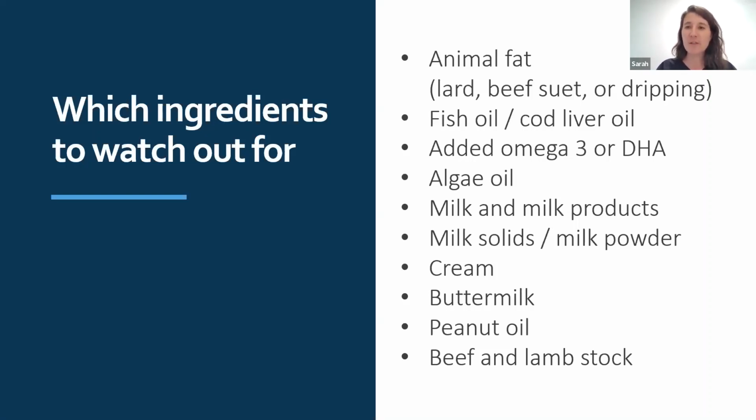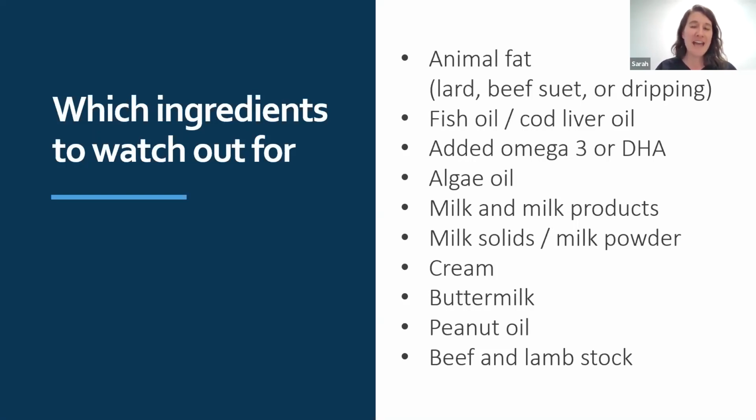So animal fats, we talk about beef, lamb, those types of foods that are very high in phytanic acid. And the fat particularly would contain all the phytanic acid. So looking out for words like lard or beef suet or dripping, for example, are examples of foods that you would want to avoid if they came up on a food label. Fish oils or cod liver oil. Again, oily fish are very high in phytanic acid, and that phytanic acid will be in the oil.